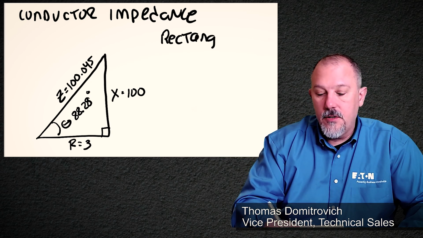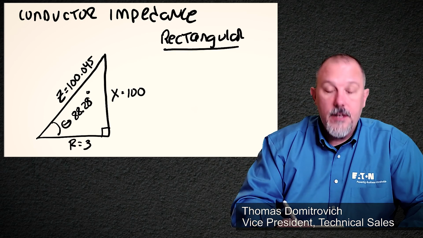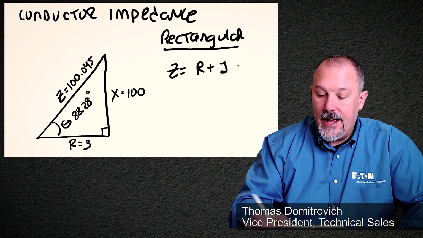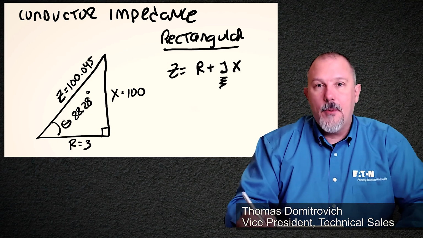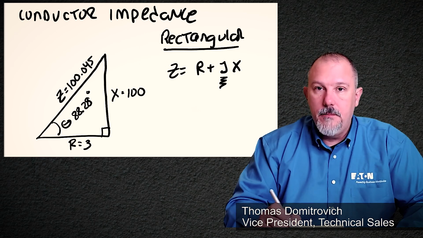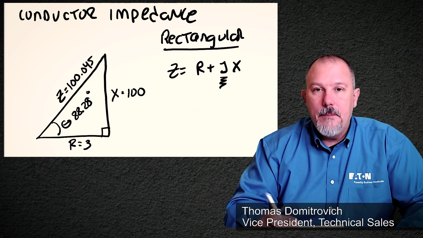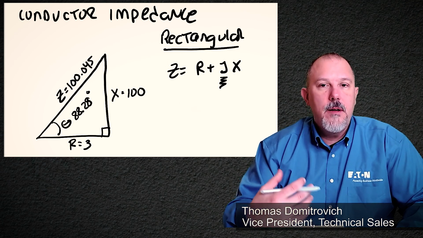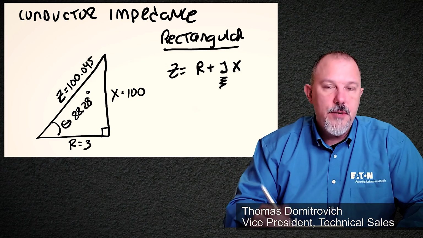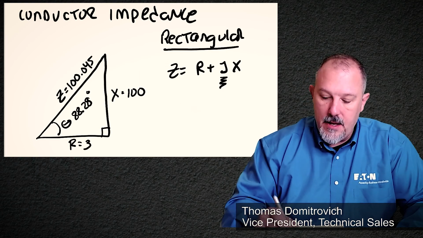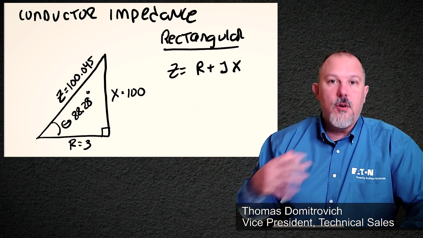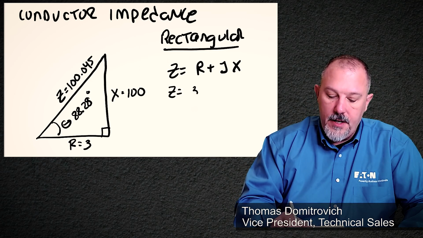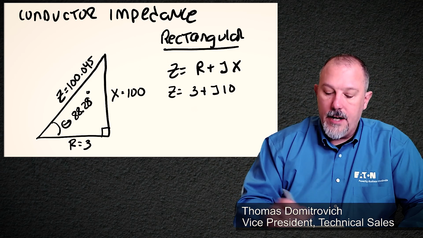Now, rectangular coordinates is when we would represent z as an r plus a jx. And that j is what we call an operator. It's a number. It's an imaginary number. It's used to represent the impedance, the x portion. But when I get into the math and I'm doing complex variable math, I'm going to treat j as a number, and we'll talk about that more when we get into multiplication. So I can say z is equal to 3 plus j100.